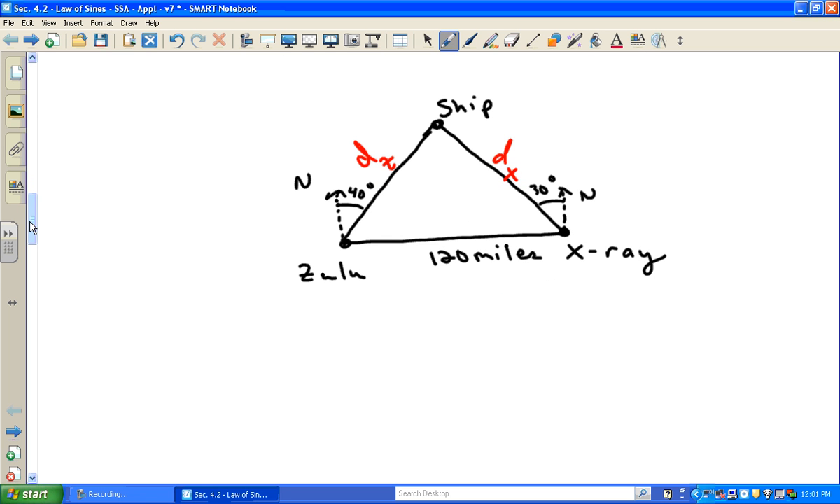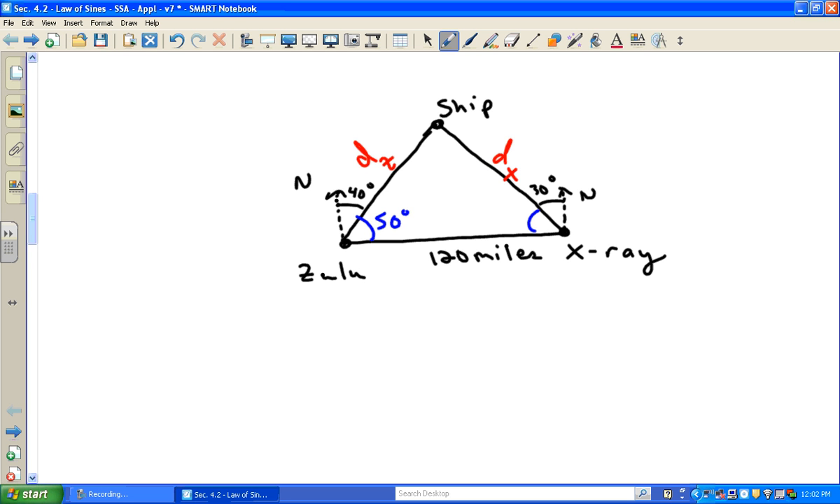Okay, we need to find both of those distances. Let me first do D sub Z. On this one, we need to figure out some other angles. First of all, we can figure out the angles inside here by subtracting 90 degrees and the angle that I have given. I have 40 degrees on the outside there. I know 90 minus 40 would end up giving me 50. I can figure out that angle.